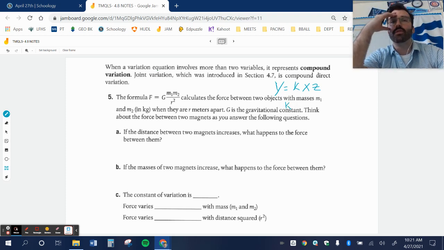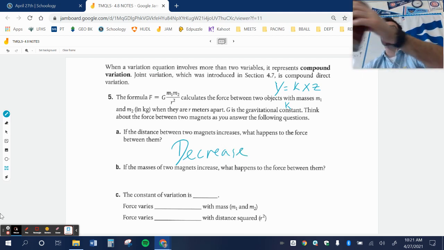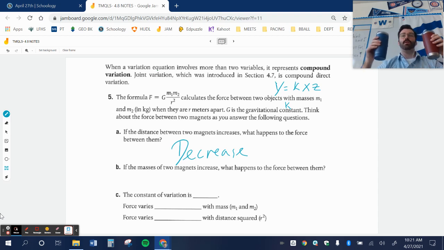Think about the force between two magnets as you answer the following questions. If the distance between the two magnets increases, what happens to the force between them? Well, that would decrease. As these are being pulled apart, the space between them grows, so the amount of pull towards each other would decrease.